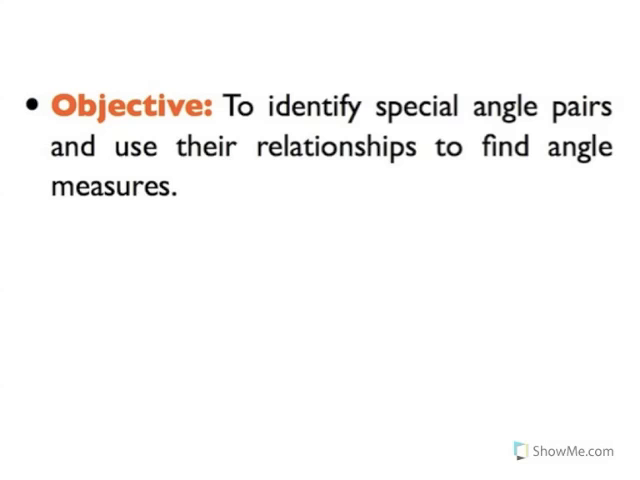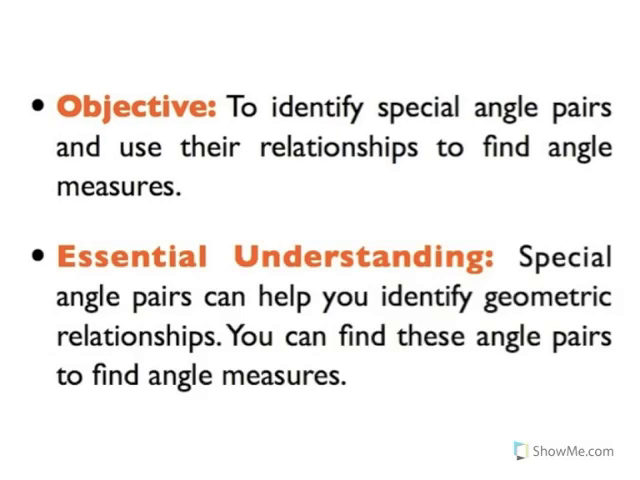Now that you know how to measure angles and the angle addition postulate, we're going to move on to exploring other angle pairs. By the end of the lesson today, you should be able to identify special angle pairs and use their relationships to find angle measures. It's essential that you understand that these special angle pairs can help you identify geometrical relationships, and it's these relationships that can help you find the measures of the angles.